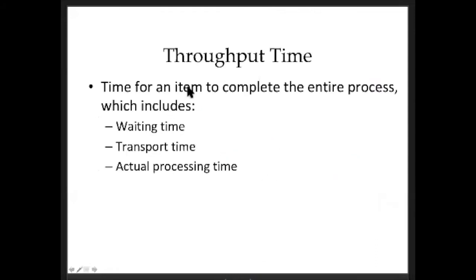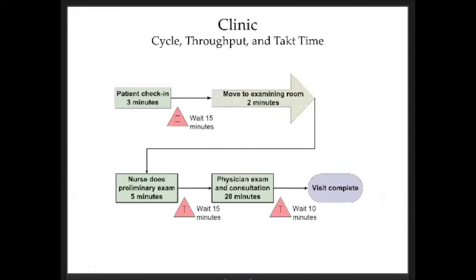The other term which we use is throughput time. You have seen this also in the first week. This is the time for an item to complete the entire process. So this would include the wait time, the transport time, the actual processing time. Everything, value added and non-value added, put together is what you will have as your total throughput time.